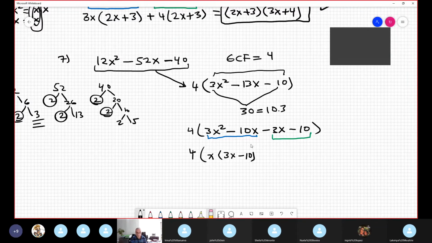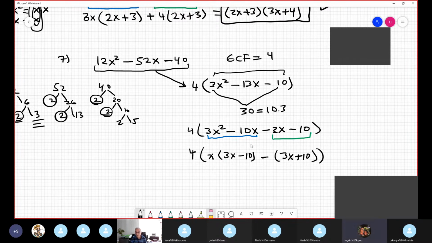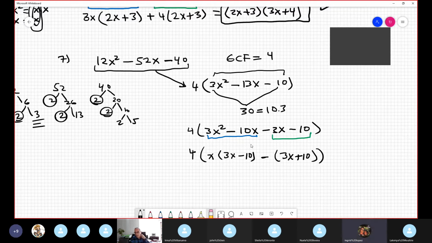The greatest common factor is -1, no? It's -1, so 3x plus 10. Something's wrong. Are you sure? Yes, 40. I think it's right below the 30. Oh, yeah, you're right.